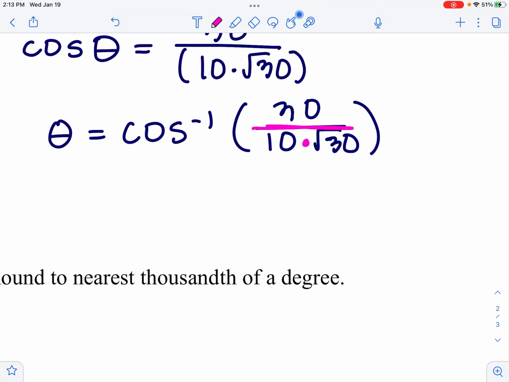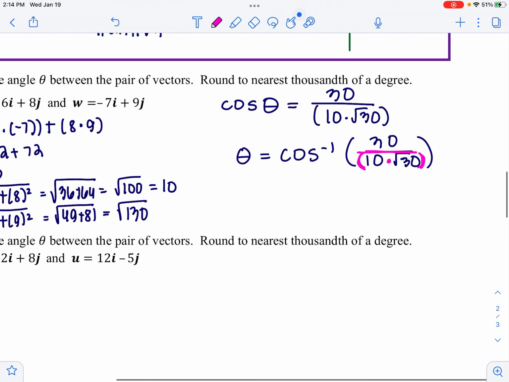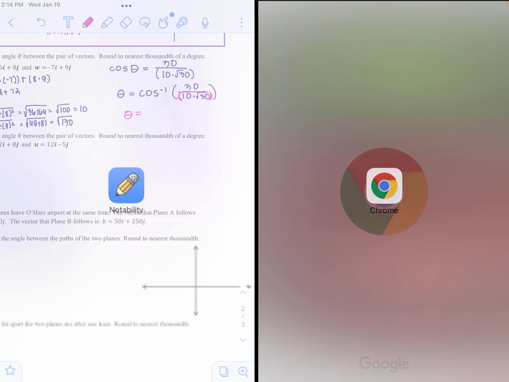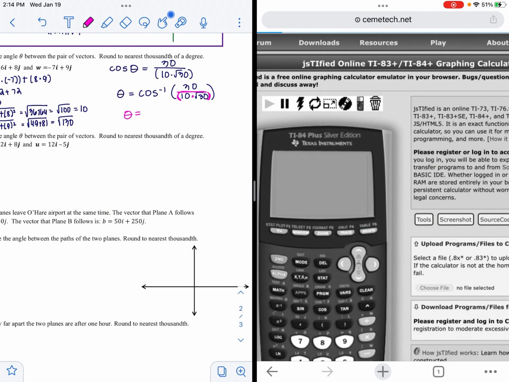What's really important is that it's 30 divided by, and then these 2 are multiplied, but these 2 have to be multiplied first. So when you're putting it in your calculator, if you don't do that, it'll divide these, then multiply by this, because it does your order of operations left to right. So please make sure that you put an extra set of parentheses in, and that'll give us theta. Let me show you how.